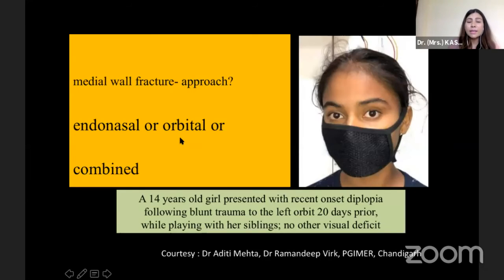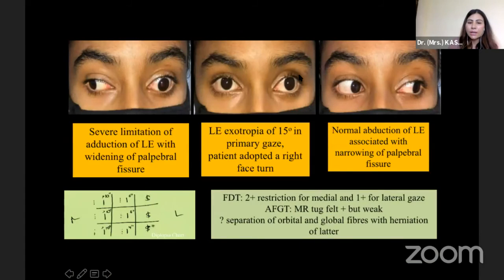But this case I really want to share because I was discussing it with my fellow. I thought that it is worth sharing with everyone how beautifully this case has been managed. She's a 14-year-old girl, as you can see, she had an exotropia and there was a FDT positive. There was also a medial rectus tuck, and she had diplopia in all the gazes that you can see here.